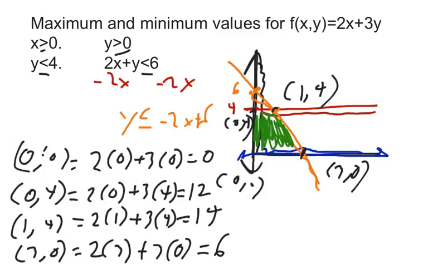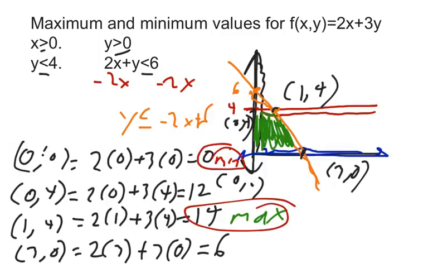Since I'm looking for the maximum and the minimum, 14 is my highest number, that's my maximum. 0 is my lowest number, so that's my minimum. And that's what we will be doing in class.